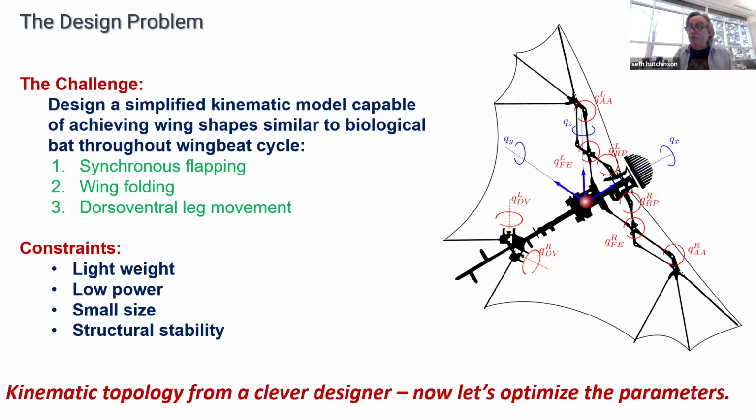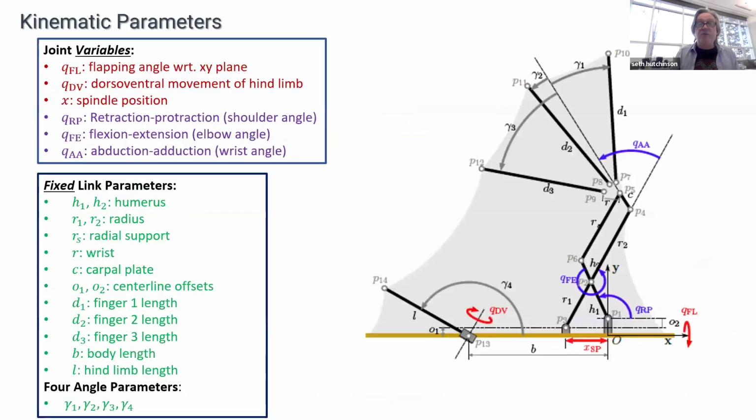So the topological structure that you see here, right? There are parallel mechanisms in each wing, for example. That is the product of Alireza Ramazani, who's a very clever roboticist and control theorist, but at this moment he was a very clever designer of kinematic mechanisms for us. So once you have the topological structure, then you can do optimization of the kinematic parameters, right? So here's a side view of that structure for one wing.